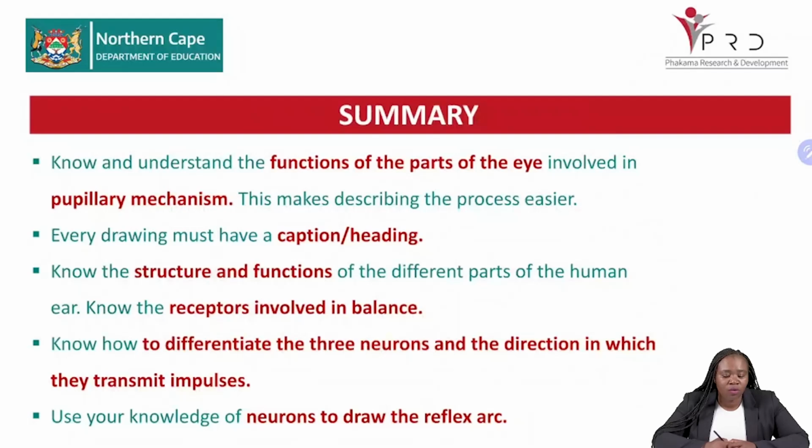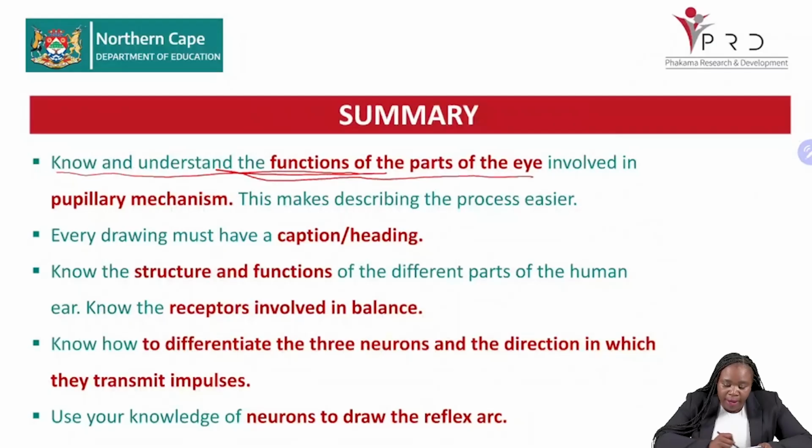Now let's have a quick summary of what we learned today. Know and understand the functions of the parts of the eye. Don't just know the parts of the eye. Know them and understand their functions. Meaning that if we are looking at the lens, don't just be able to point at the lens and not know what the lens does.